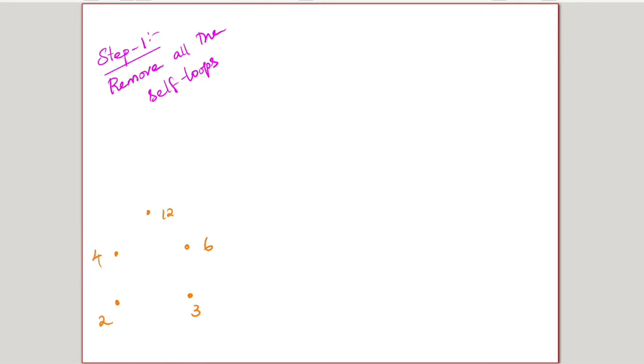In the next step we have to remove all the self loops. So we are going to remove them. Place all the entries in the same way. So it will be 2, here it will be 3, here 4, 6, here it will be 12, and here it is 36, here it will be 48.